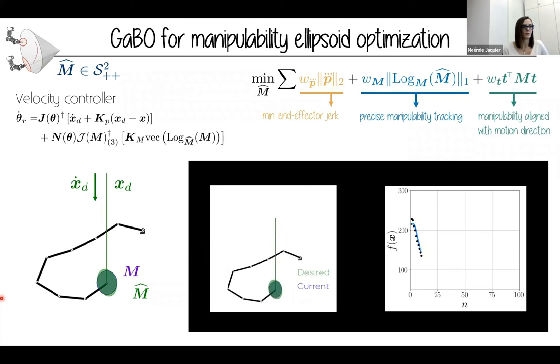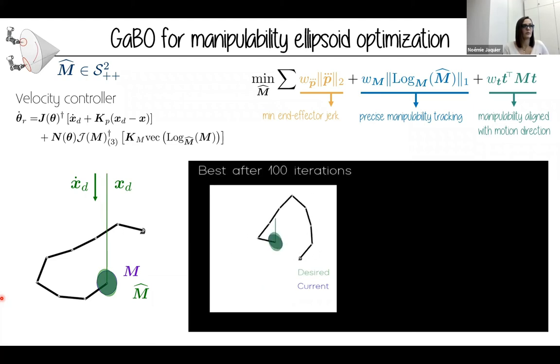I'll just leave it a few more iterations. You can see a bit what the BO is exploring. So you see here that we are somehow in a plateau and we had some exploration. And after 100 iterations, this is what we obtain. You can see here that we have a smooth motion. The manipulability is somehow aligned with the direction of motion. It is longer in the vertical axis than in the horizontal one. And the robot is mostly able to track it during the full iteration.